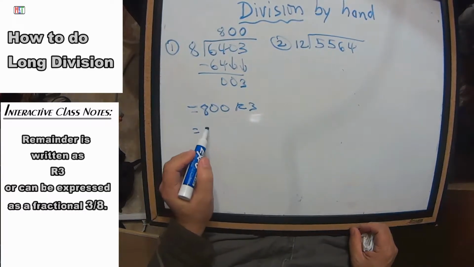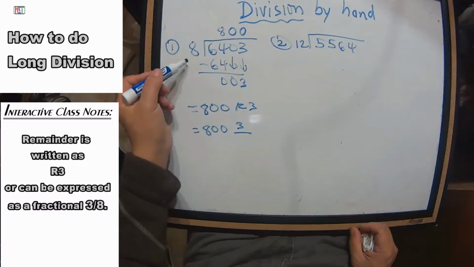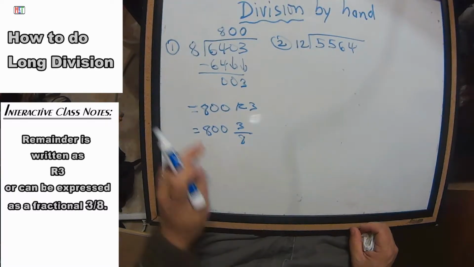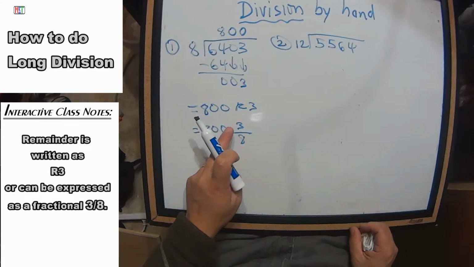Okay? And from last time I told you that remainder 3 can be expressed as 3 over 8. Okay? So the divisor, 8. So 803 over 8.